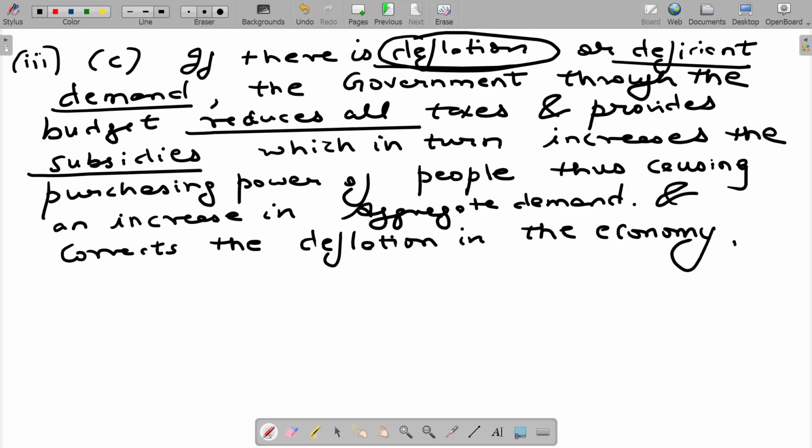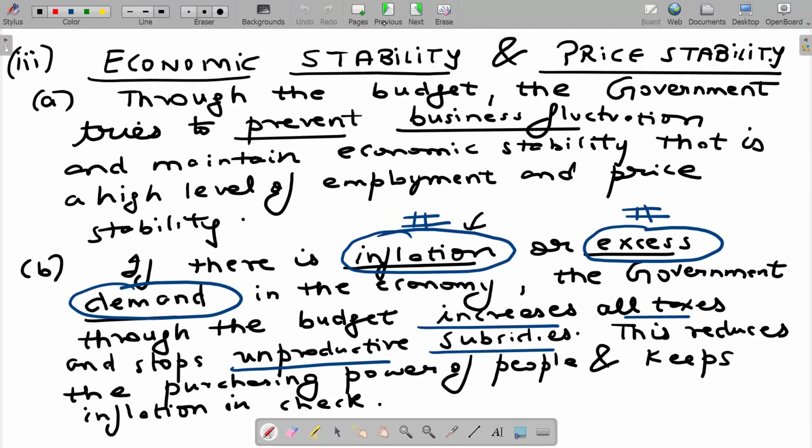Okay, so hoping students have understood this. We have done 3 sub-points within the third objective. The third objective was economic stability and price stability. And we had learned that the government should prevent business fluctuations in order to ensure that there is a high level of employment and price stability. If there are two situations, we have seen what the government will do.